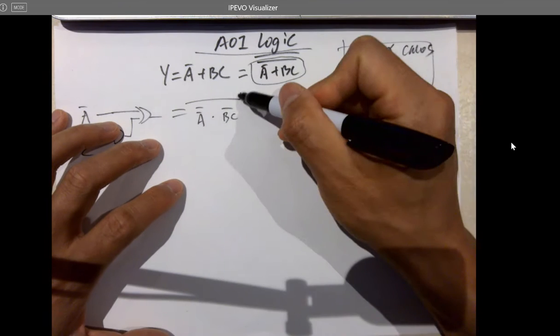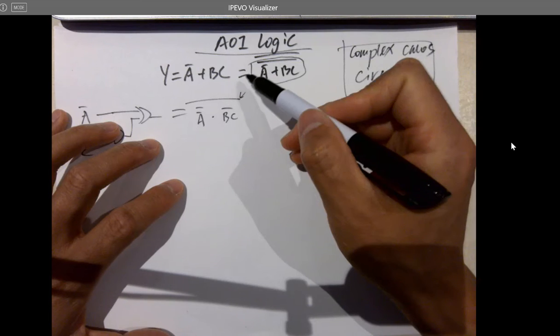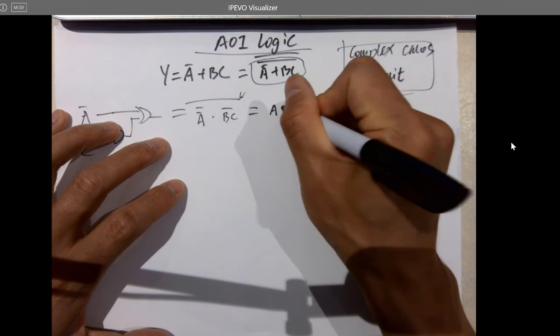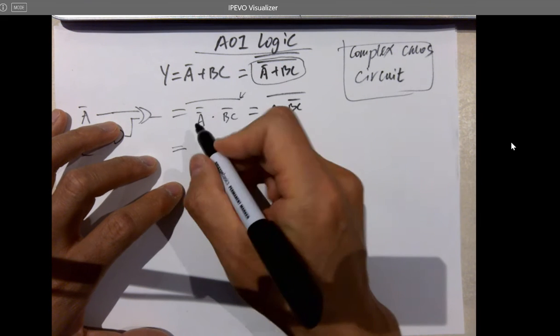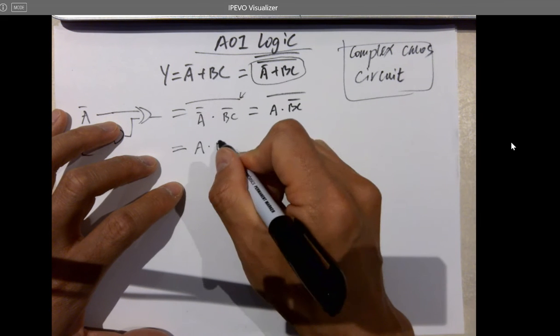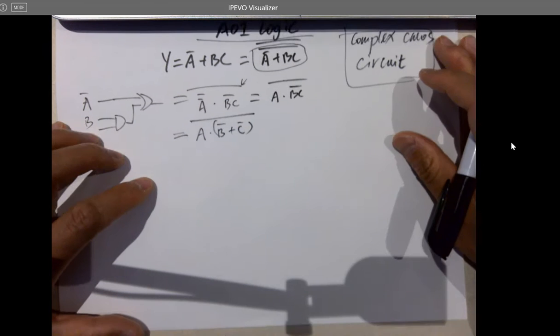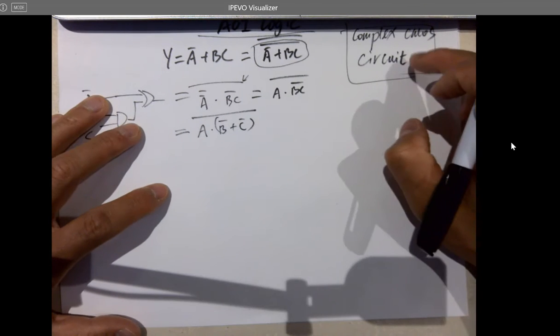Still reserve the top bar on the top, right? But split the second bar and change the sign. And this equals A and BC, which is also A and (B naught or C naught) naught. So now we have the structure ready for that complex CMOS circuit.